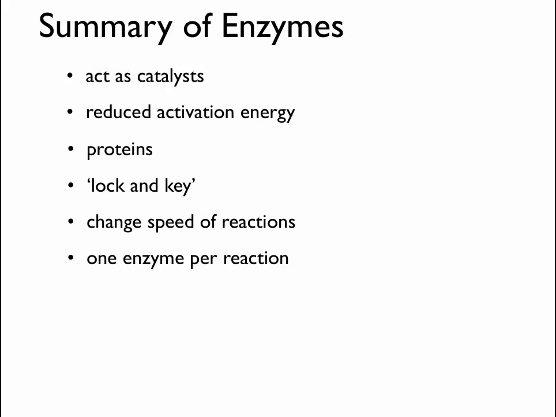So just a quick summary. Enzymes act as catalysts by reducing the activation energy in order for reactions to take place. They're proteins, and they work in a lock and key mechanism so that enzymes attract very specific substrates. So not just any substrates, very specific substrates that fit into them. They can change the speed of the reactions by themselves being activated. And one thing I didn't go into, but that's super important to remember, is that one enzyme controls one reaction. Another reaction will have a different enzyme. So within your cells, you'll have thousands, if not millions, of different types of enzymes.